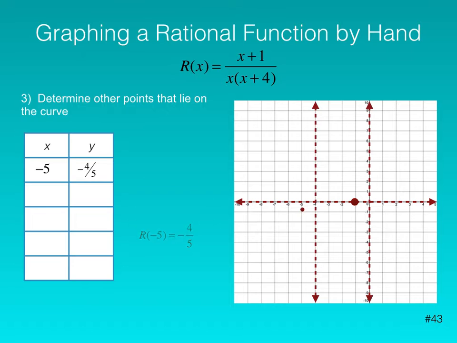Now let's see an x value of -2. What would be the corresponding y value? Well, my numerator here would be -1. My denominator would be -4. A negative over a negative is a positive. So -2, 1/4 lies on this curve.